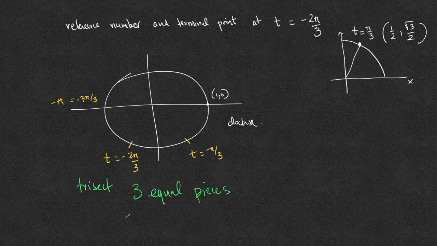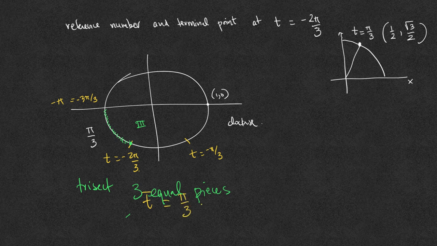The terminal point that is determined by negative 2 pi over 3 is in the third quadrant, and so the reference number is the shortest distance from the terminal point to the negative horizontal axis. Going from 2 pi over 3 to 3 pi over 3, or even negative 2 pi over 3 to negative 3 pi over 3, that is a distance of pi over 3. And so the reference number t bar equals pi over 3.